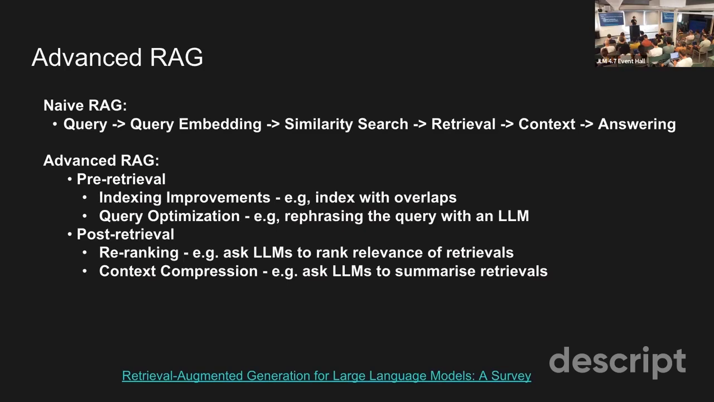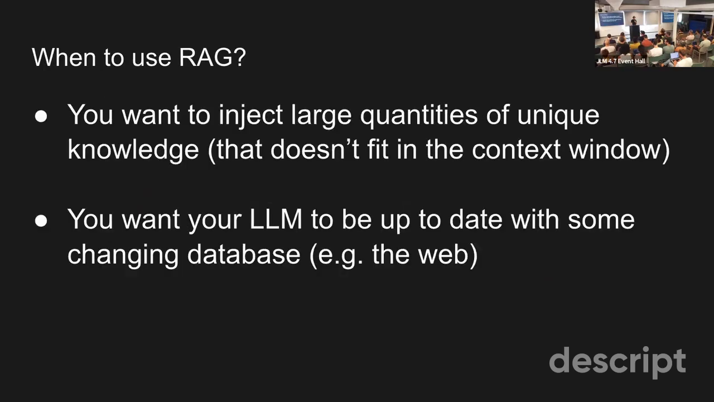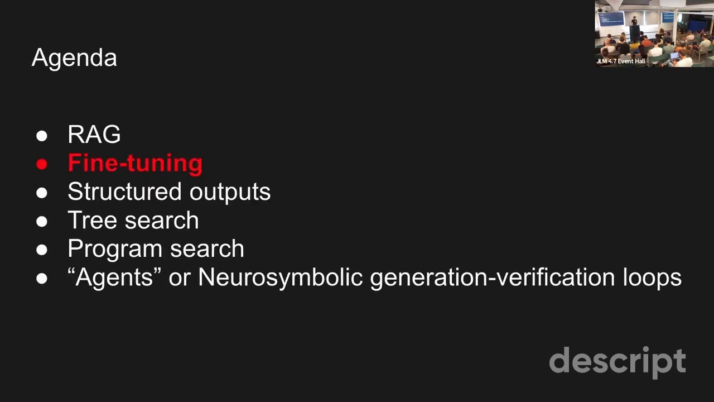So this is RAG, and we're going to go more deeply into it. Basically, just to sum up, you want to use RAG when you want to inject large quantities of unique knowledge that doesn't fit in the context window, or you want the LLM to be up to date with updating datasets, like the web. Use it to retrieve search results. This is the level of depth we're going to go into, not more. So the next thing is fine-tuning.